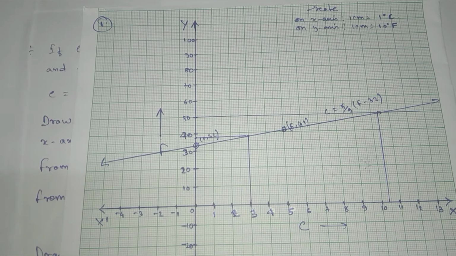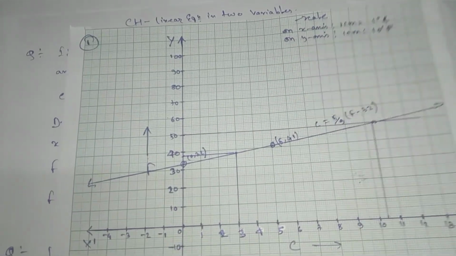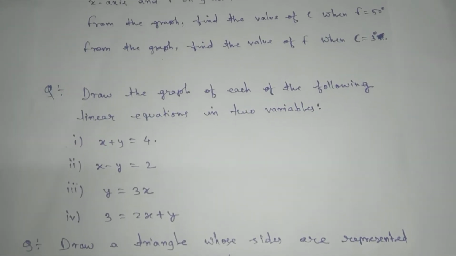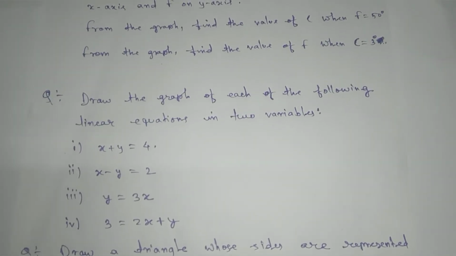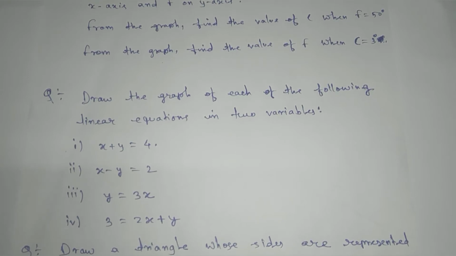Okay, next problem, we'll enter into the second problem. It's a very important problem. Next we'll go for the second one. So here we have the second problem. You can see, draw the graph of each of the following linear equations in two variables: x plus y equals 4, x minus y equals 2, y equals 3x, and 3 equals 2x plus y. One by one we're going to see. All solutions I have already done here.